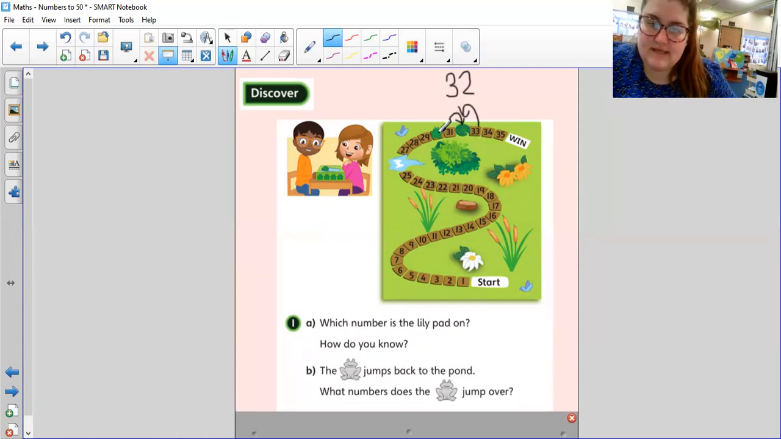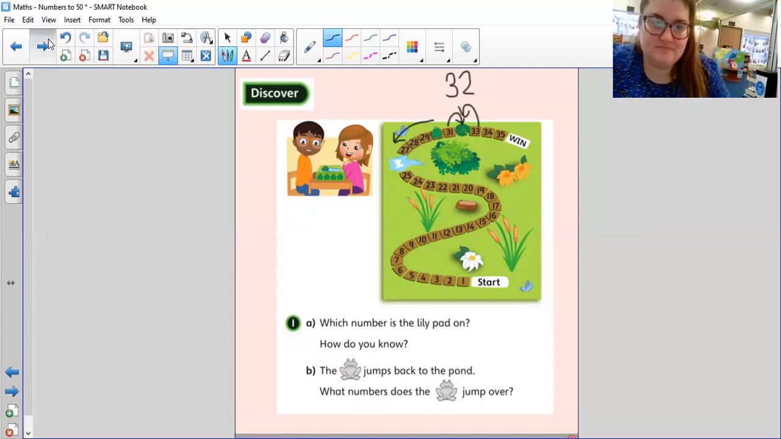The frog, here's the frog sitting here, jumps back to the pond. So here's the pond, here's the frog. The frog is going to jump back to the pond. What numbers does the frog jump over? So in order for him to get from here to here, which numbers does he jump over? Pause the video, have a little chat. So hopefully you said he jumps over 29, 28 and 27, to get to the pond.